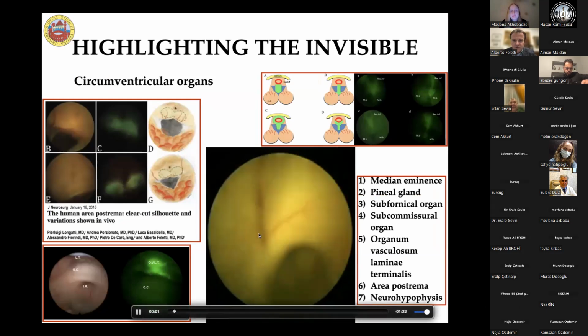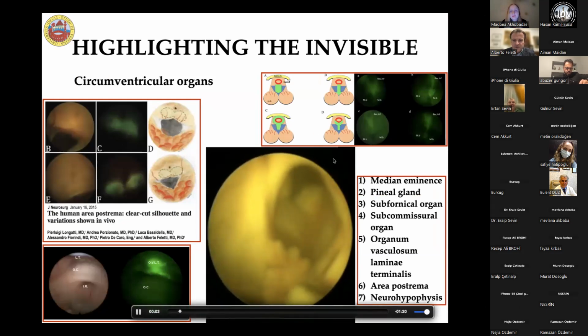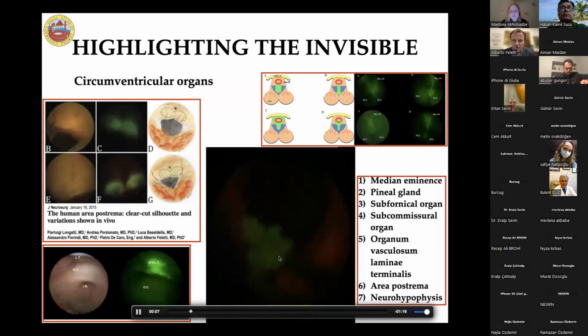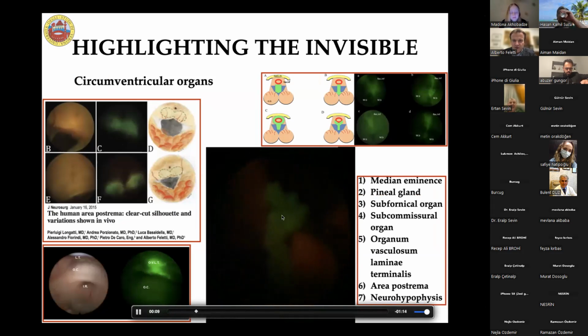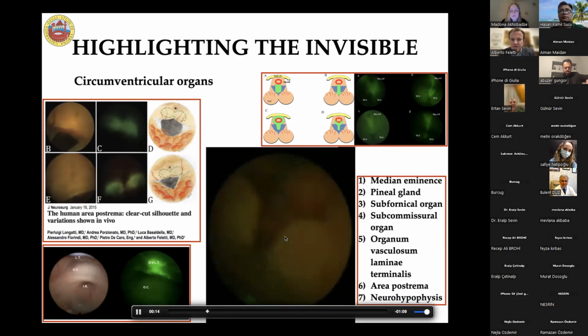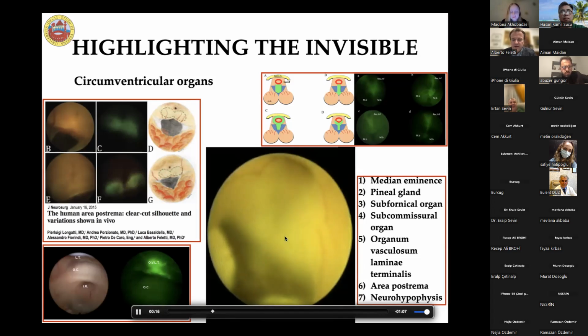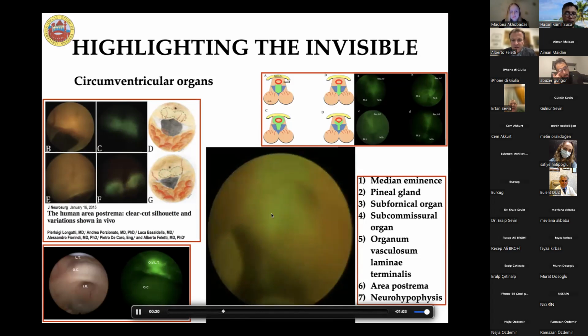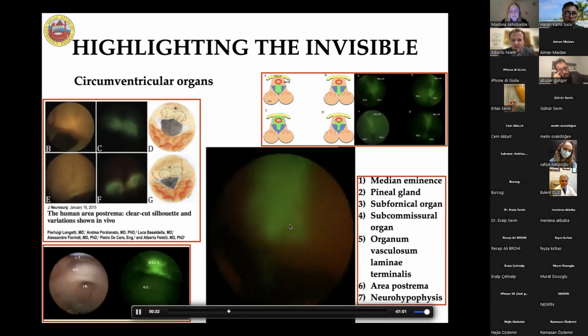This is a navigation through the foramen of Monro. This is the lateral ventricle with the Monro foramen. Of course, when you turn on the fluorescent mode, you can see the choroid plexus enhancing. Not surprising, it is lacking the blood-brain barrier. But here, look at the anterior part of the third ventricle.